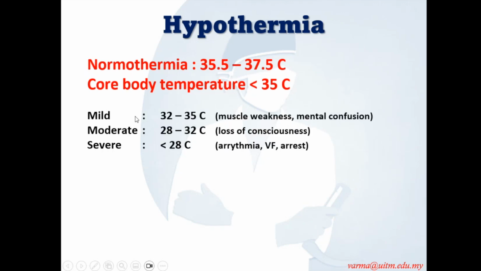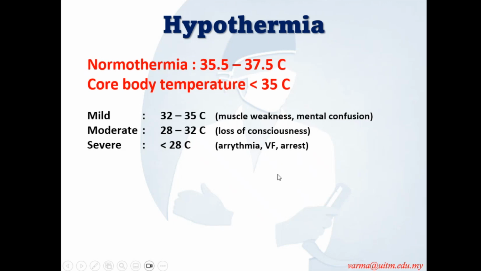So from that, we have a classification. Mild is 32 to 35 degrees Celsius. Moderate is 28 to 32 degrees Celsius. Severe is less than 28 degrees Celsius. I've listed a few significant effects of hypothermia. From 35 you get muscle weakness, at around 32 you get mental confusion. Below 32 down to 28, you will have loss of consciousness, and below 28, you will get fatal arrhythmias, VF, and can also go into cardiac arrest.